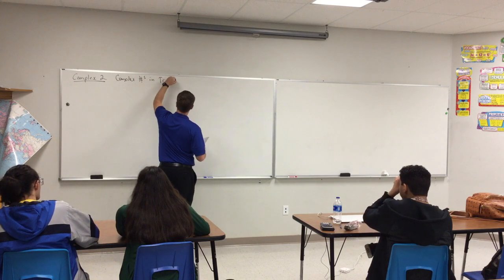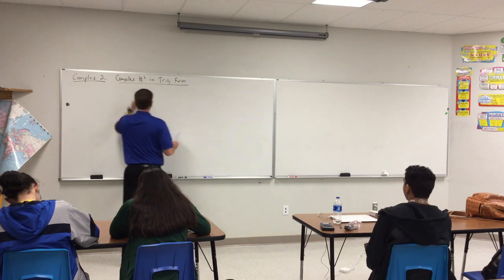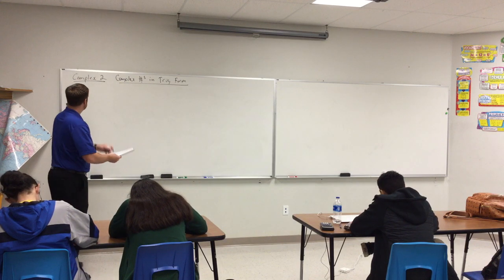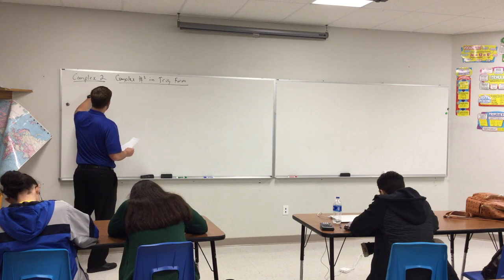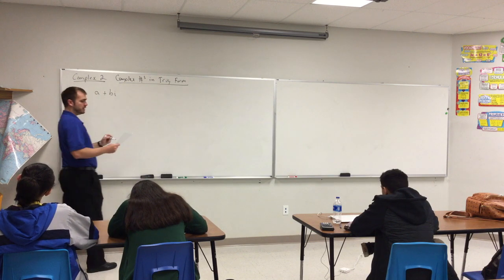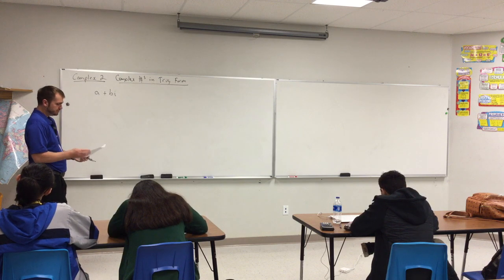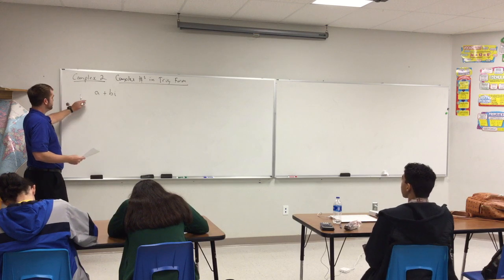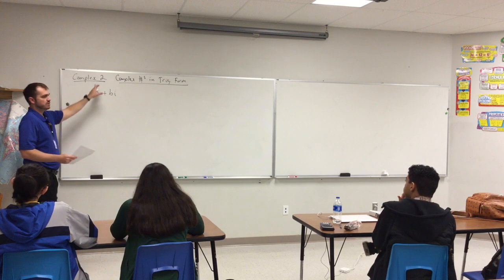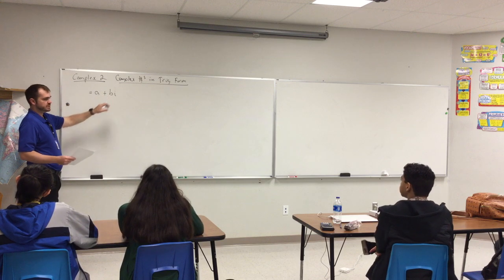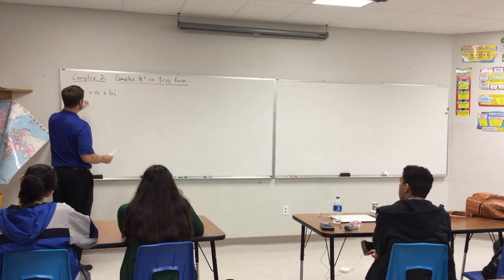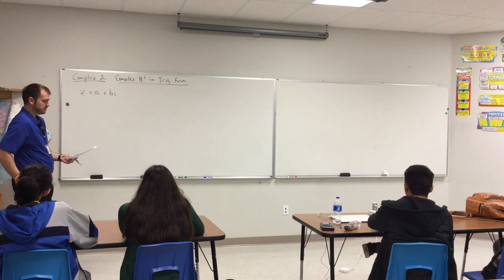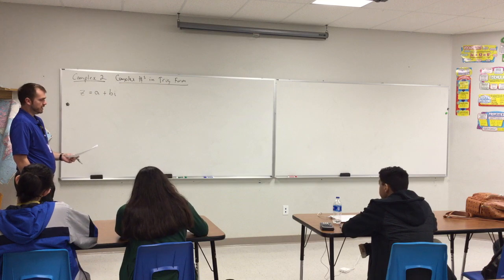Complex numbers in trig form. So yesterday we learned about complex numbers. They take the form a plus bi, where i is the square root of -1. And a lot of times in mathematics, we will assign a variable to represent a complex number, and we will use the variable z. We'll say z is equal to a plus bi.